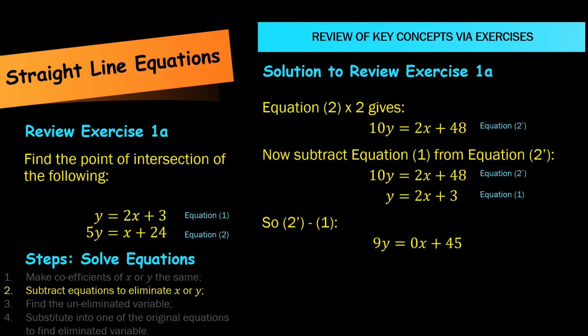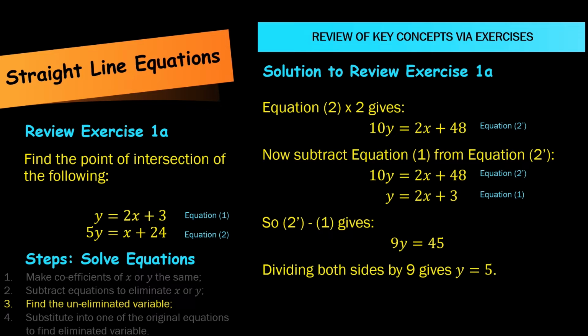So subtracting gives us 10y minus y is 9y, 2x minus 2x is 0x, and 48 minus 3 is 45. And tidying up gives us 9y equals 45, so we can now proceed to find the uneliminated variable, which is y in our example. Dividing both sides of the equation by 9 gives y equals 5.